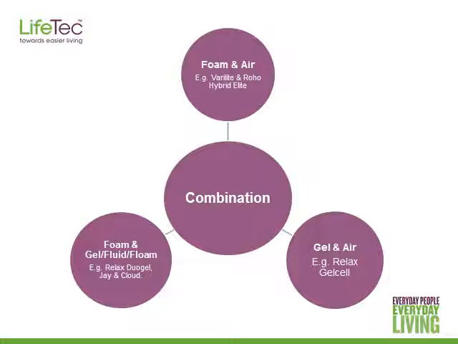In this diagram, I have provided some specific examples of current cushions that meet these. For example, the Varilite and RoHo Hybrid Elite are examples of foam and air cushion combinations. The Relax Gel Cell is a gel and air cushion. The Relax Duo Gel, J and Cloud are examples of foam and gel, foam and fluid, and foam and Floam cushions.